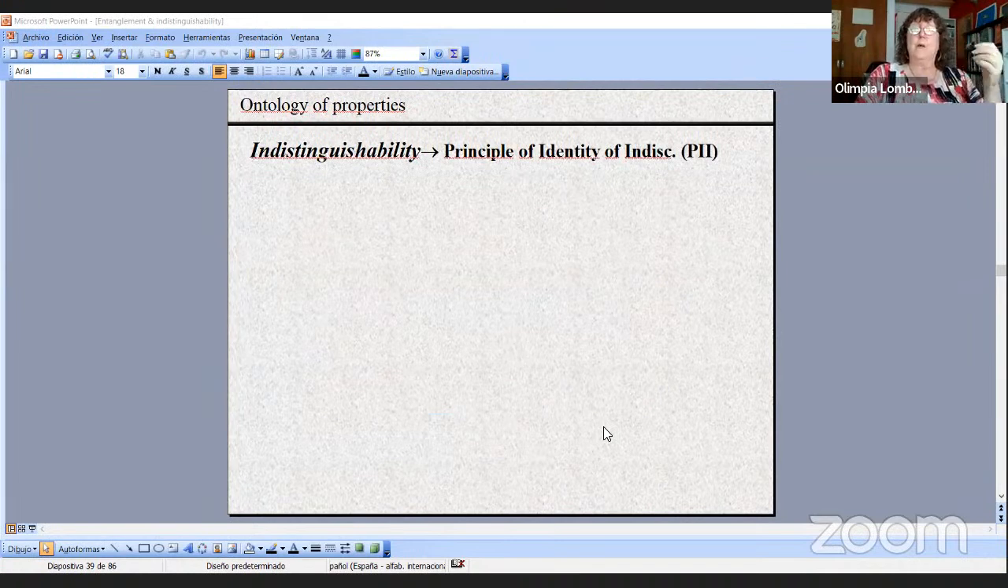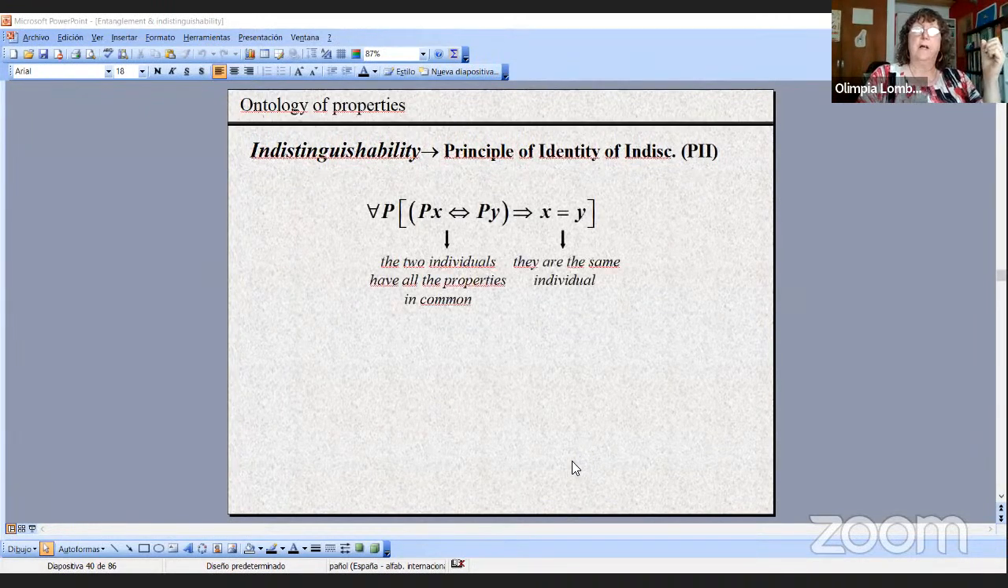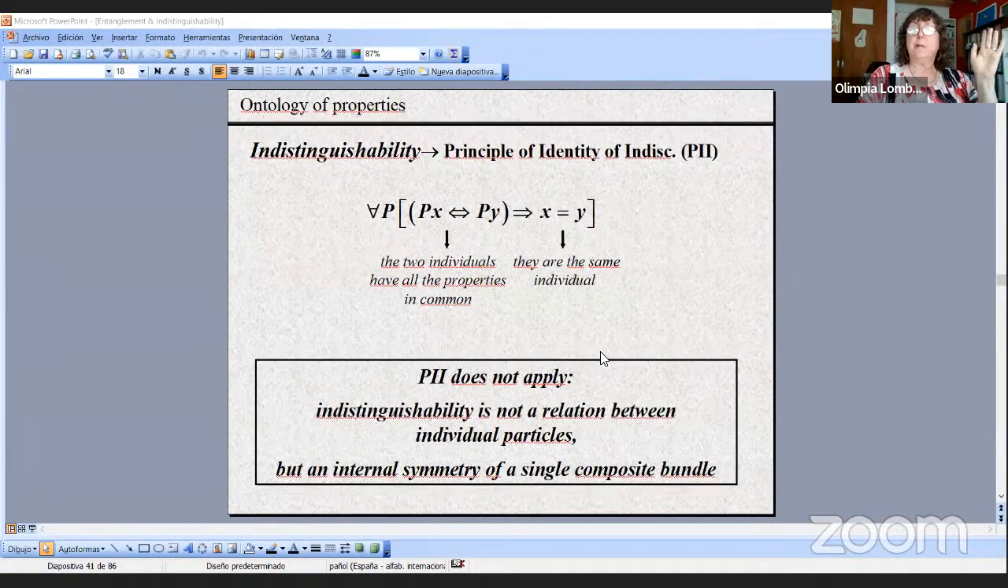So in this case, when we think about the principle of identity of indiscernibles, the Leibniz principle that is much discussed in the case of quantum mechanics, the principle says that two individuals that have all the properties in common are the same individual. This principle is not false. The fact is that it does not apply at all, because indistinguishability is not a relation between individual particles. The Leibniz principle applies to individuals, those designated by individual variables, precisely logical individual variables. So now we have no individuals.